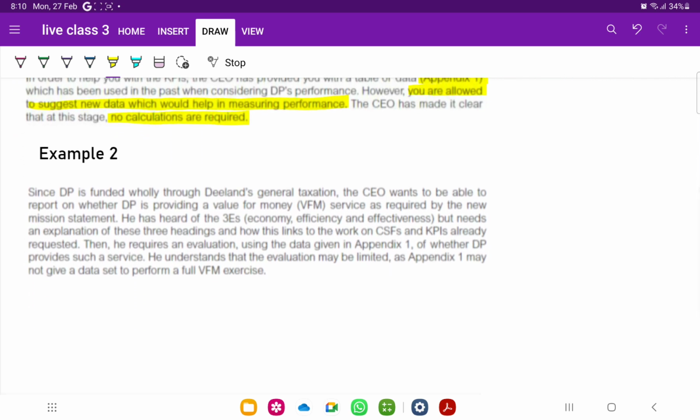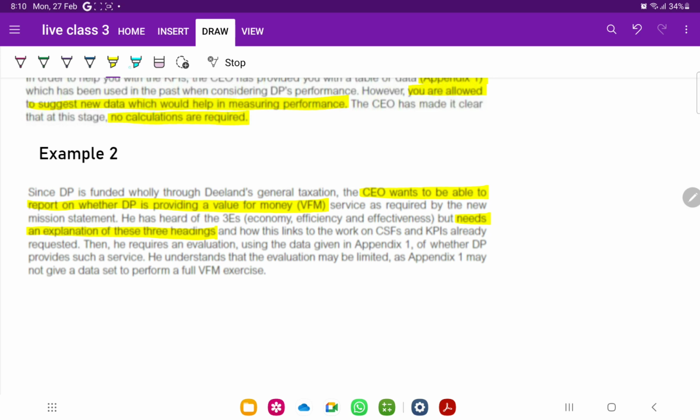There's one more example with the same question. I would like to read it and then tell you what is the basic concept of identifying the requirements. Since DP is funded wholly through deal and general taxation, the CEO wants, now another requirement, the CEO wants to be able to report on whether DP is providing value for money service as required by the new mission statement. He has heard of the three E's, but needs an explanation. So this is the first thing which you have to do. You have to explain what the three E's are.